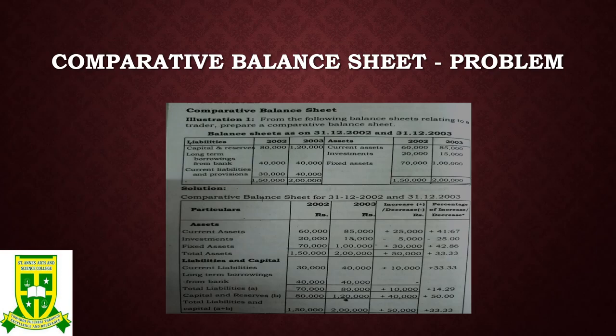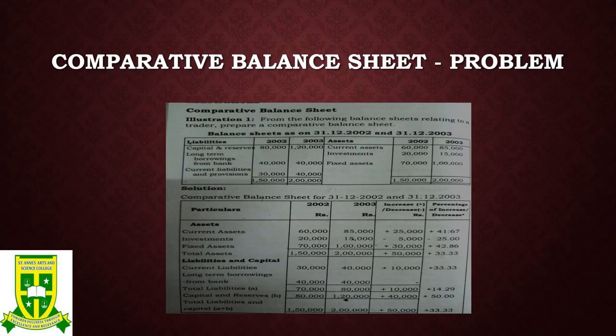So, particulars, 2002, 2003, the increase or decrease in the amount column, and the percentage of increase or decrease column. Under assets, the first item is current assets. What is the value of current assets? 60,000 and 85,000. We have to compare whether it is an increase or decrease. The first year is 60,000 and in 2003 the amount has increased to 85,000. So the value has increased by 25,000. It has not decreased, it has increased. So you will write plus 25,000. And under the percentage column, you should take the first year value as the base. So 25,000 divided by 60,000, you will get 41.67.